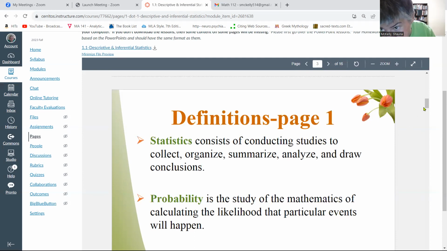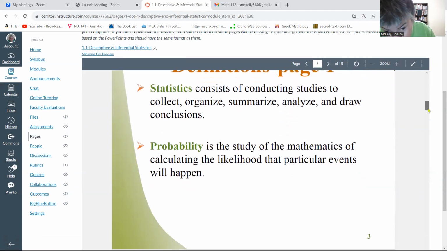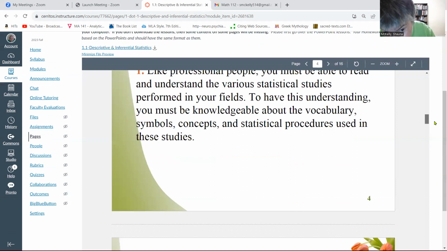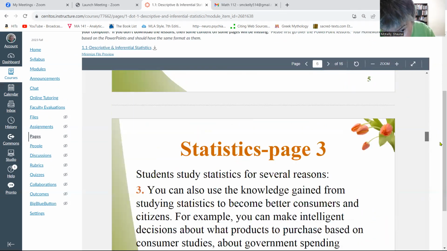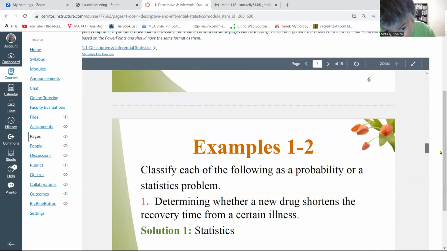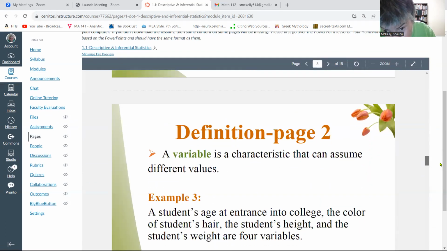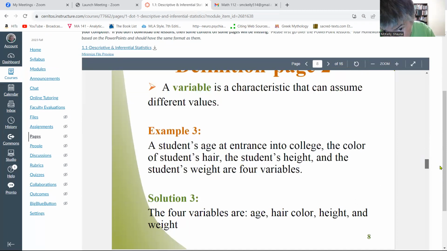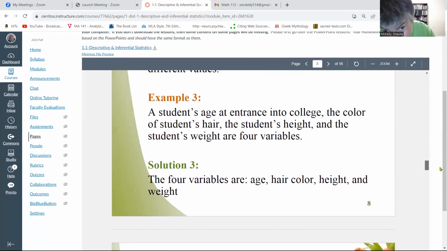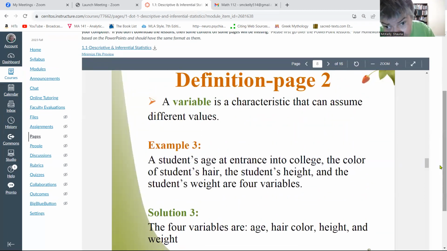Probability you have there. Let me show you where the definition, we'll come back to this next part in a minute. But a variable is on slide 8. The definition of a variable is right here. A variable is a characteristic that can assume different values. You can have different kinds of variables.